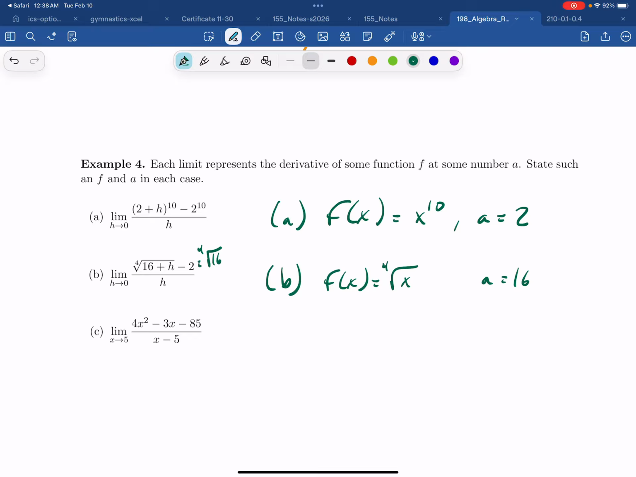And last but not least, this is kind of a tricky one right here, but here I think it's pretty clear that a is going to equal 5, right? We're using that older definition of the derivative. And it may not be obvious, but if you plug 5 in to 4x squared minus 3x, you do get 85. So this is the f of 5 right here, and this is f of x. Okay. So that's what we've got.